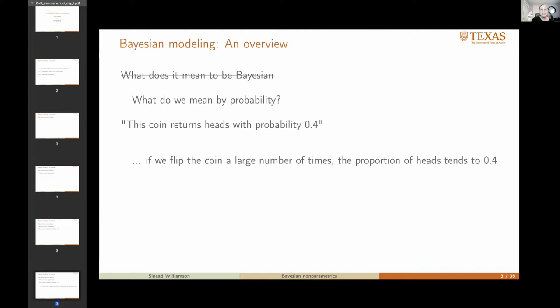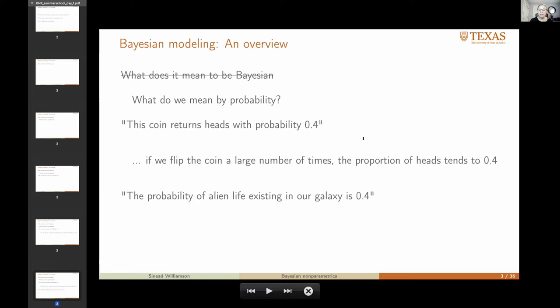And this is the frequentist interpretation of probability here: the probability directly corresponds to a frequency with which something would happen if we were to repeat it infinitely many times. So it's directly tying the idea of probability with the idea of proportion. And that's very clear, very intuitive, but it kind of falls apart when we have a statement such as the probability of alien life existing in this galaxy is 0.4. Now that makes sense to us as a statement that someone could say, but it doesn't make sense to think about it in that classical frequentist way of discussing probabilities.